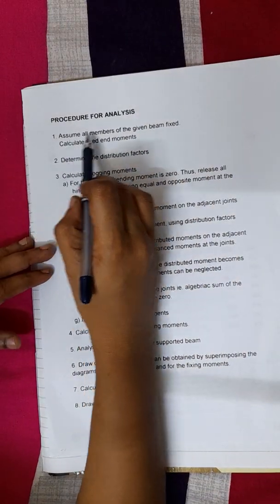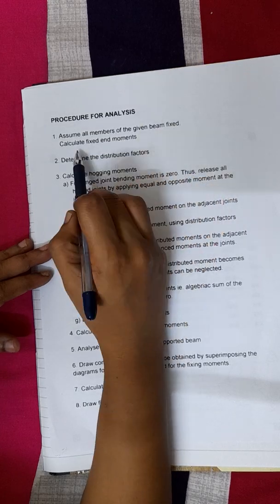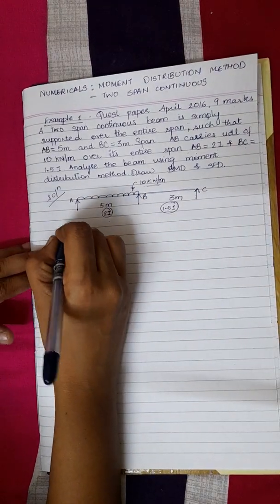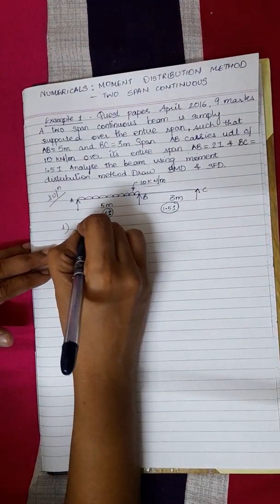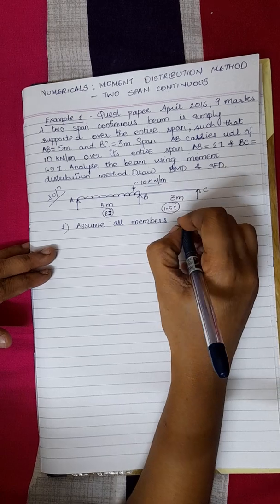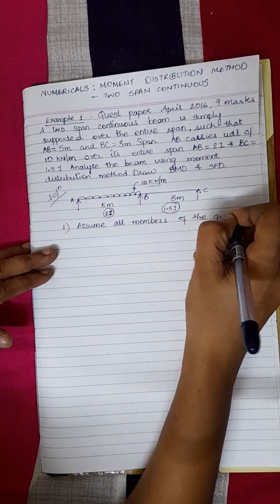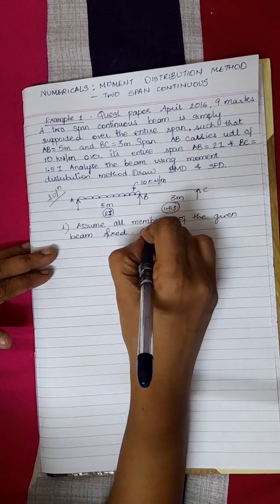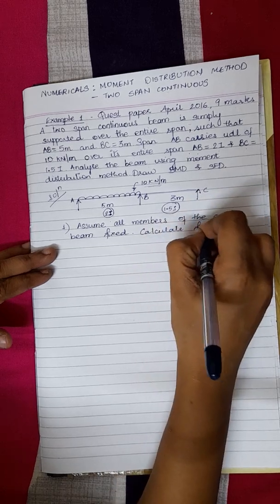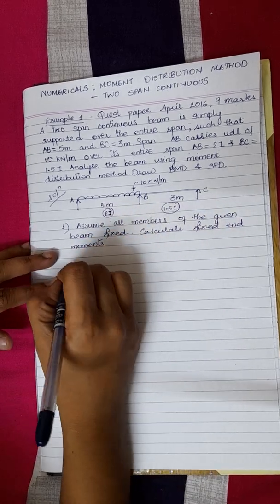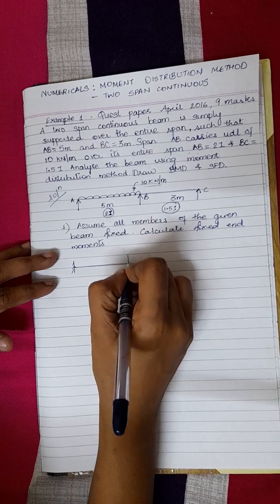So let us start. What is the first step? We know these are the steps to follow. Step number 1: assume all members of the given beam fixed and calculate fixed end moments.